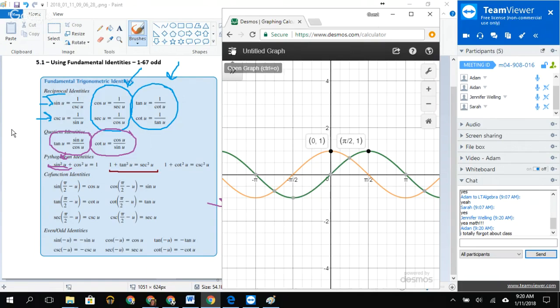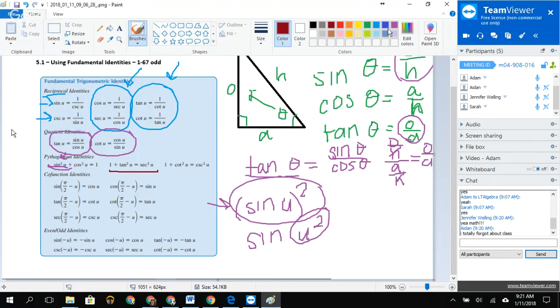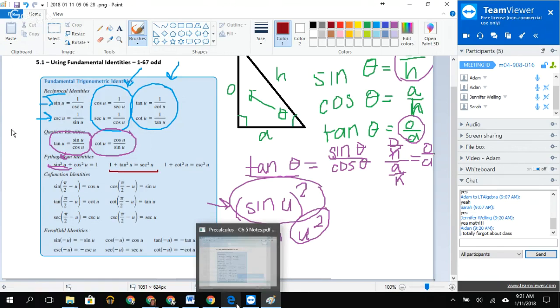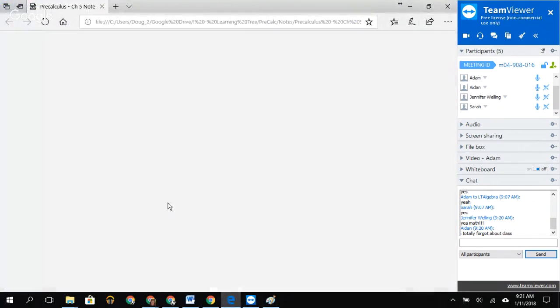All right, so let's try some of these out. Keep all of these trigonometric identities in mind when you're doing the work. We are not going to use even and odd identities. We can talk about those if you want, but we're not going to be using those for this section. We're basically going to dive right in and do some problems. So let's get started. Where are my notes? I have way too many tabs. There we go.